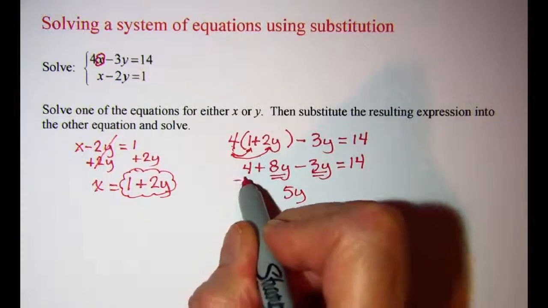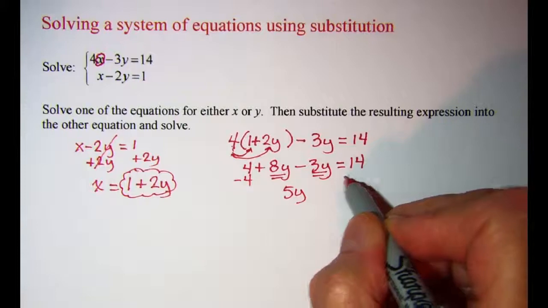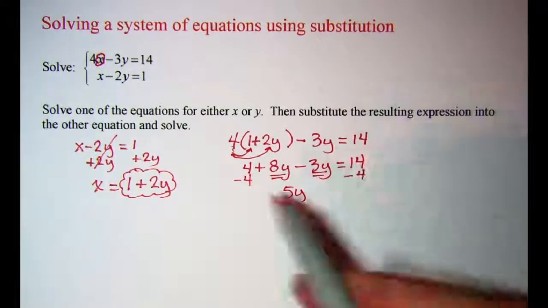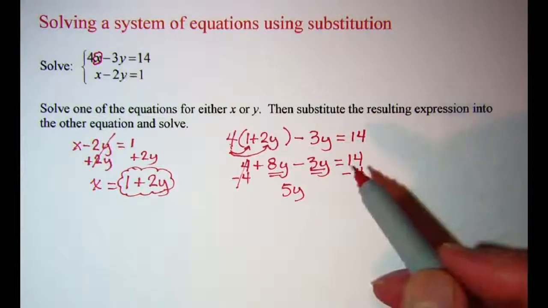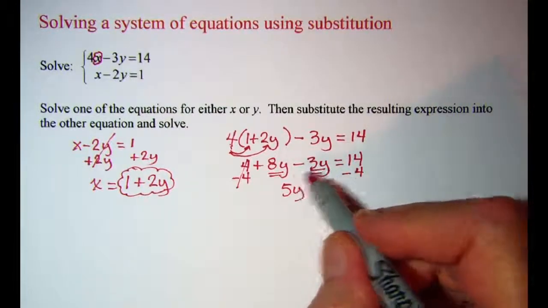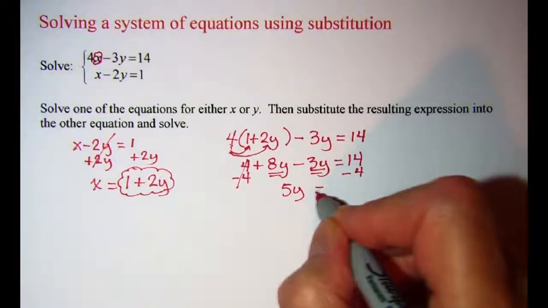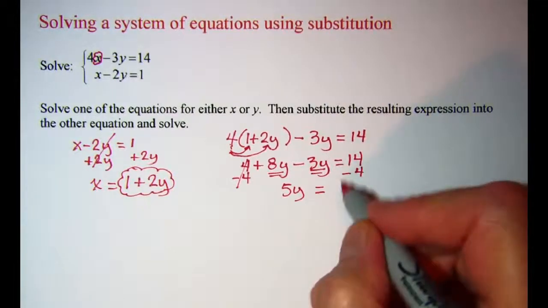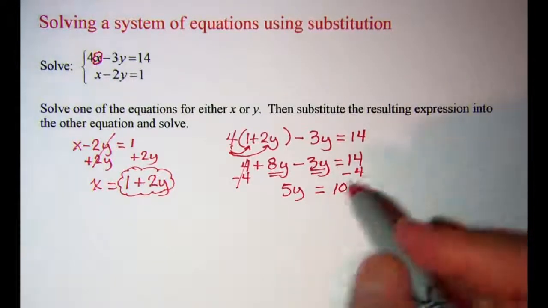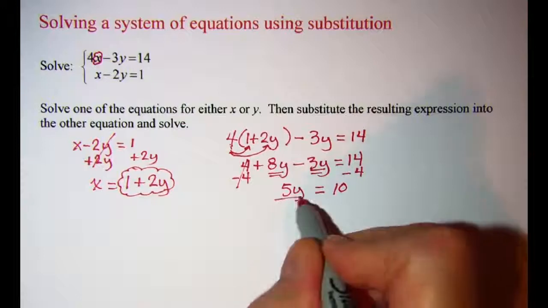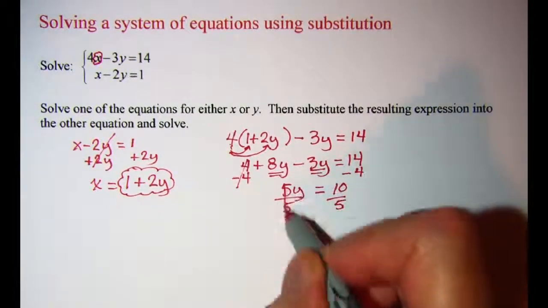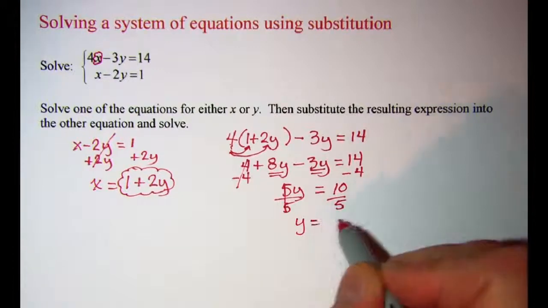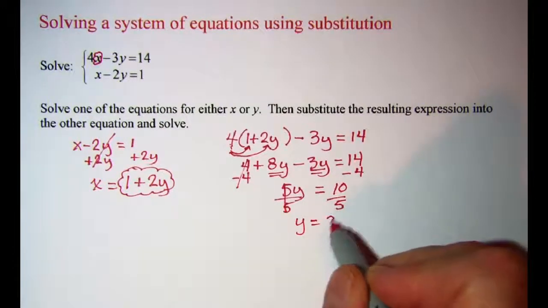I need to get that off of the left side and onto the right side. So I'll subtract 4 from both sides, which will cancel that off. So now I just have 5y equals, and then 14 minus 4 is 10. To get y by itself, I need to divide both sides by 5. And y is equal to 10 divided by 5, which is 2.